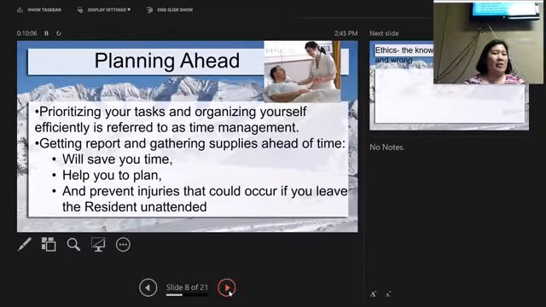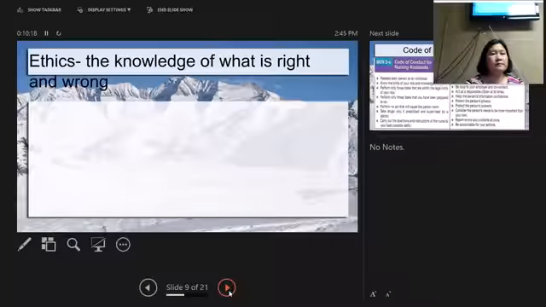Saving your time, helping you plan ahead, it prevents injuries. We don't want to leave the residents unattended. We want to keep checking on them every 2 hours to make sure that they are safe and that they're where they're supposed to be.